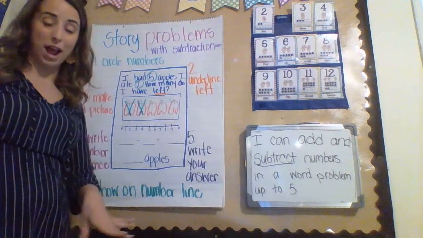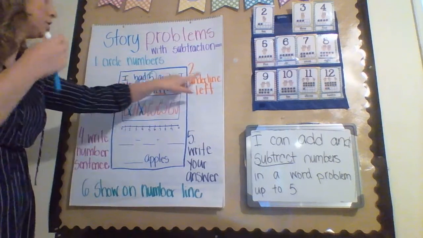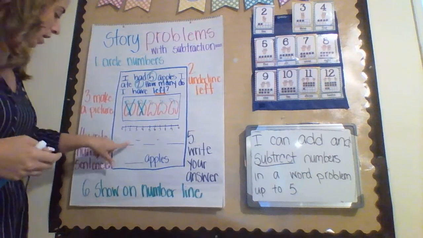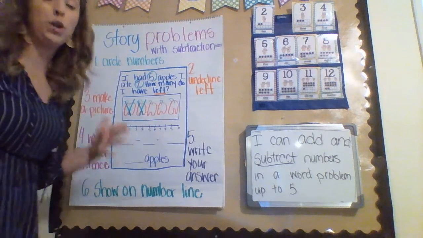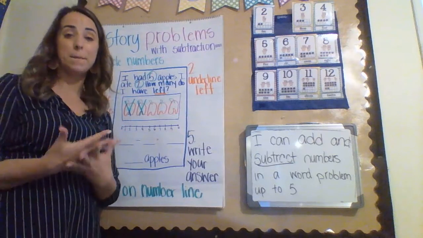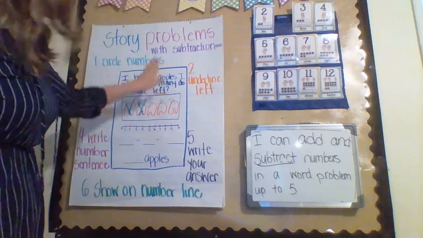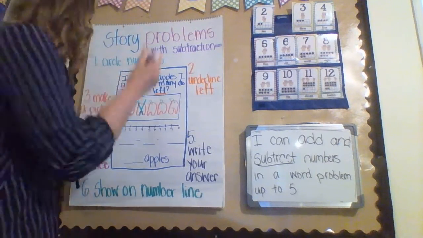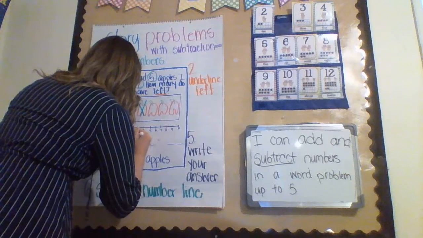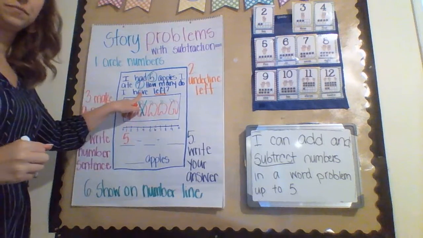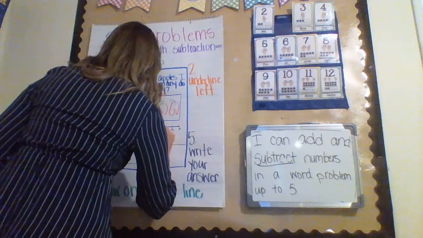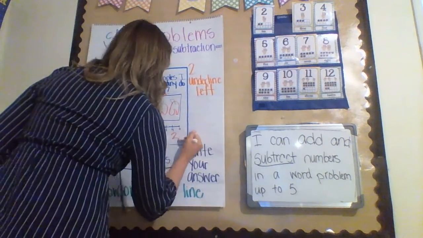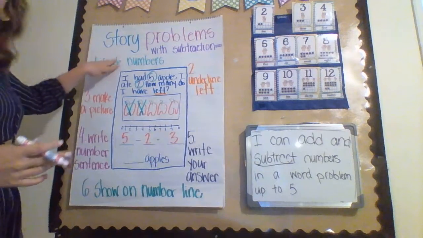Now it's time to write. So we circled numbers, underlined left, made a picture. Now it's time to write our number sentence right here. We always start with the first number that we saw, okay? We always start in a subtraction problem with the first number that we saw. So 5. Take away how many? 2 equals how many? 3.